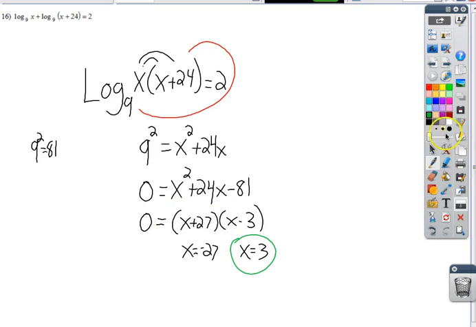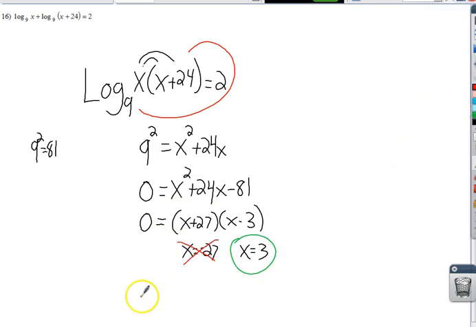The inside of the log becomes negative, so I can't have that. So no negative logs. Bummer. So I do have a correct answer of 3. The problem is negative 27 does not work. That's okay though.